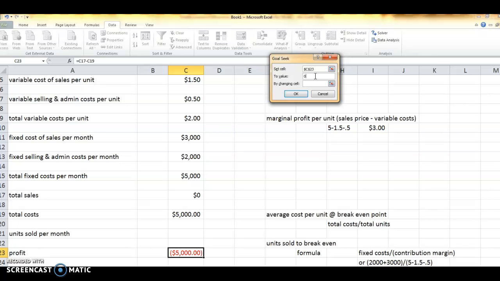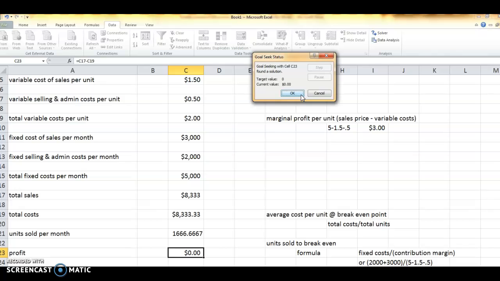So that's going to be $0, right? By changing the cell, and what I'm looking for is to figure out how many units I need to sell in order to break even. So that's going to be the cell for the number of units per month, and I'm going to go ahead and hit OK. And it tells me that I need to sell 1,666.67 units, or 1,667 units, in order to break even. So I'm going to hit OK.